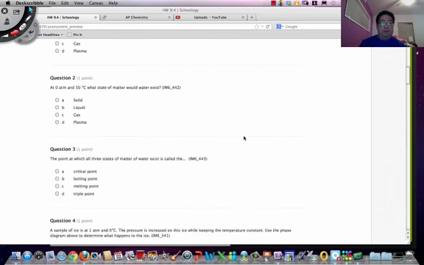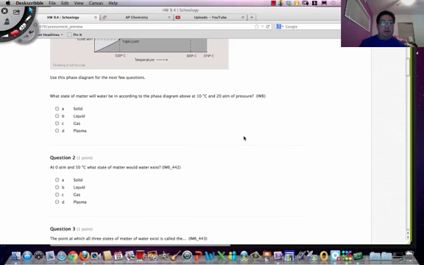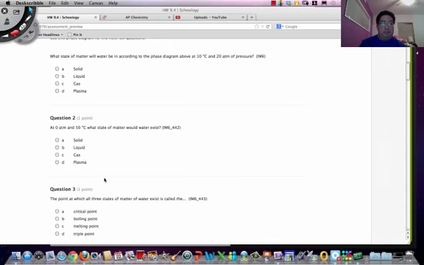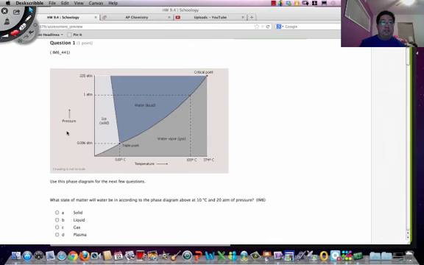For number 2, now we're at 50 degrees and 0 atmospheres. So again, you'd have to find yourself on the graph. 50 degrees would be about here, and 0 atmospheres would be around here. So you can read the graph and figure out where you'd be.